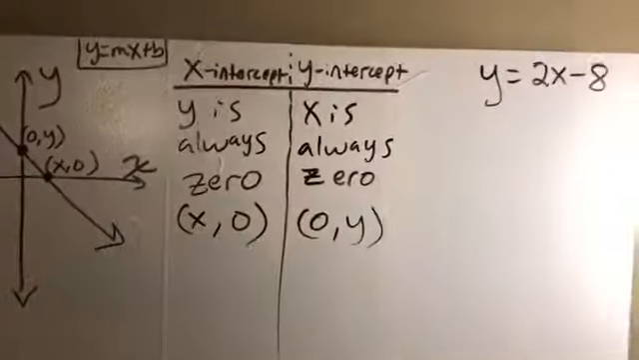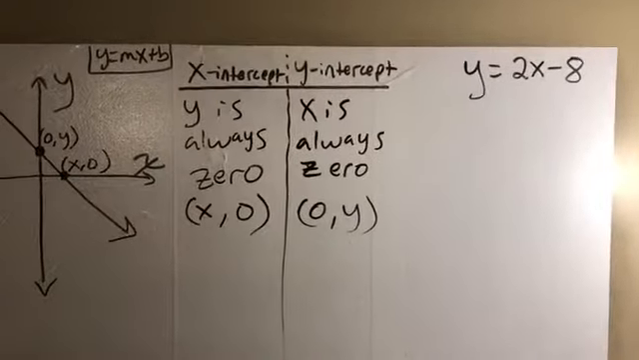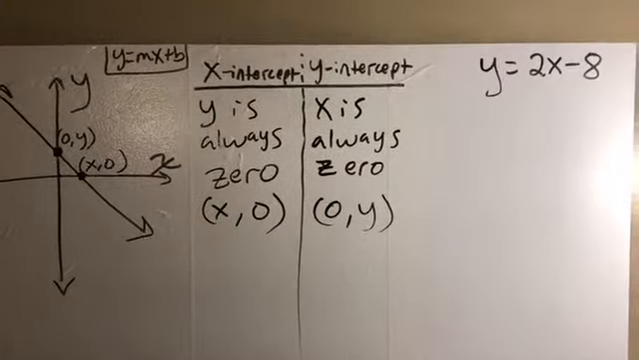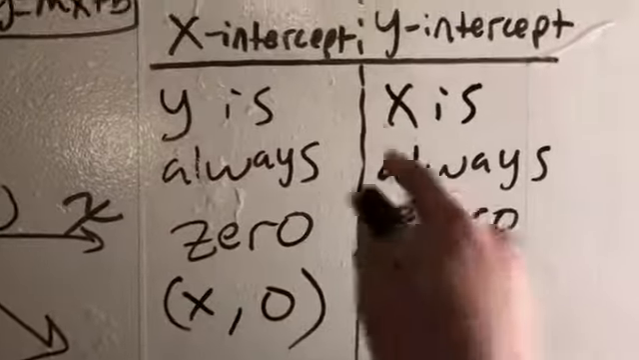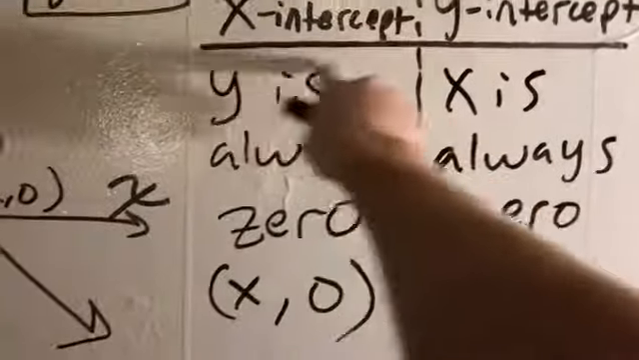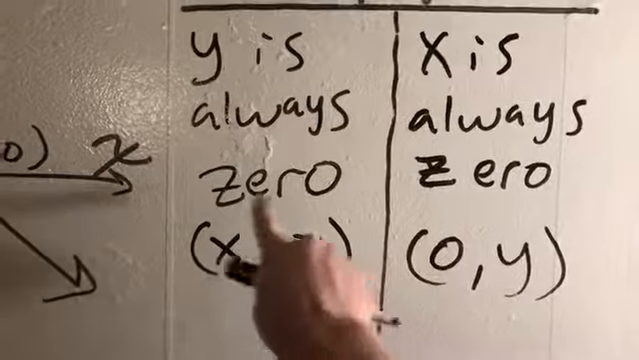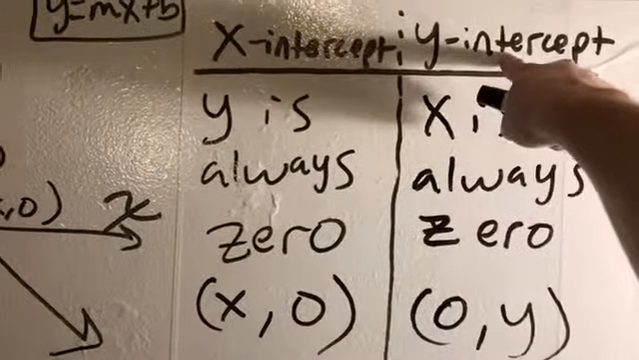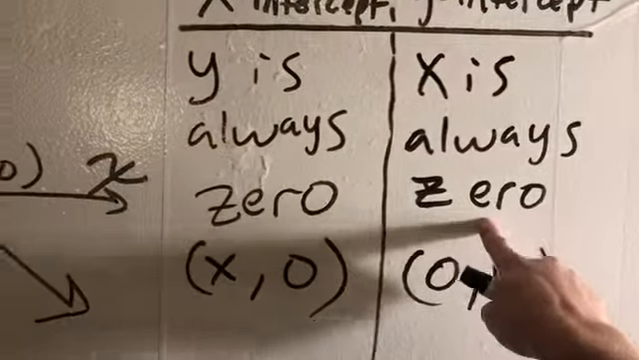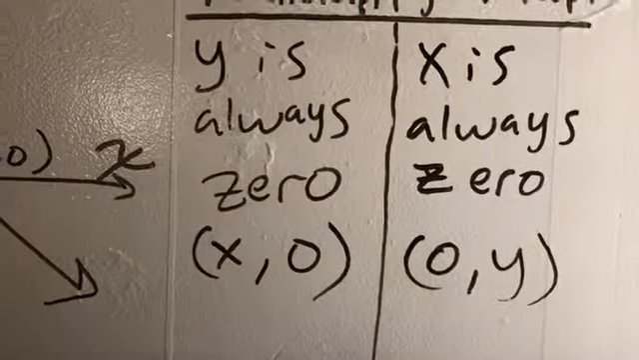So now if we're given an equation like this, y equals 2x minus 8, and you're asked to find the x and y-intercept, well, we just have to remember what is always true. If you want the x-intercept, y is always 0. So if we plug in 0 for y and solve it, we'll get our x-intercept. If you ever want the y-intercept, x is always 0. So we'll plug in 0 for x, and our answer will be the y-intercept instead. So we're going to do this two at a time.